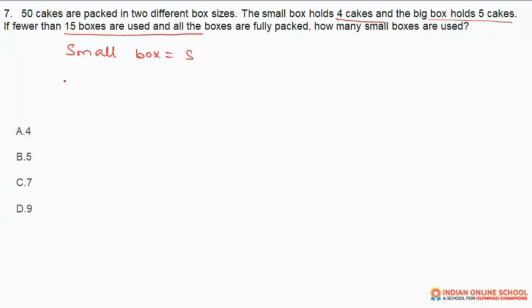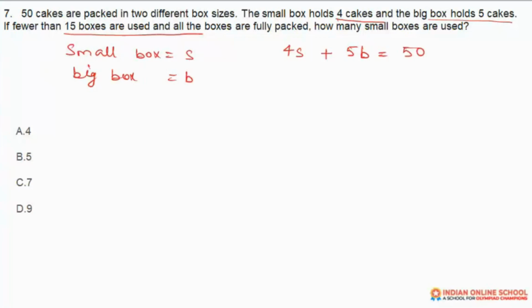Okay, and let's take the big box as B. So according to the question, the small box can hold 4 cakes and the big box can hold 5 cakes. And the total is 50 cakes.